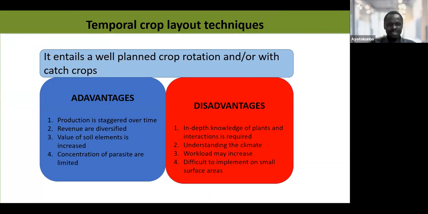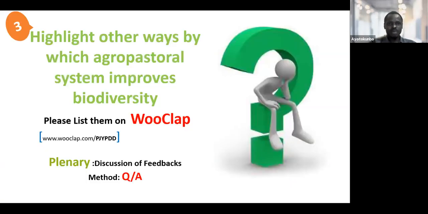We discussed the advantages, and of course, for everything that has advantages, there must also be a disadvantage or many disadvantages. But we discovered that the advantages of the temporal crop layout technique are quite many and worth going for, regarding the disadvantages. And we came to a question that has to do with other ways by which the agro-pastoral system improves biodiversity. Two or three persons were able to answer, while some others probably knew but it slipped their mind.